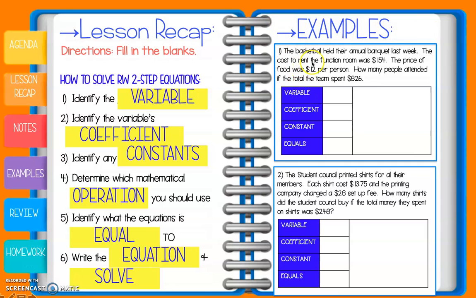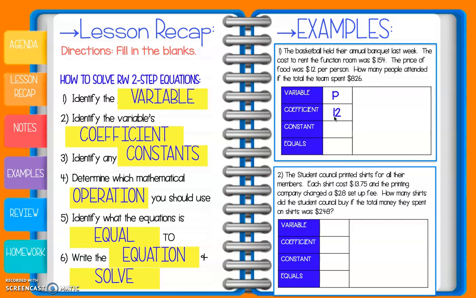Now the variable in this problem is P for people because we don't know how many people attended the banquet. Now our coefficient, we're looking for anything that we've multiplied the variable by. So we're multiplying each person that comes by $12. So our coefficient is going to be 12 because it costs $12 for each person for food at this banquet.